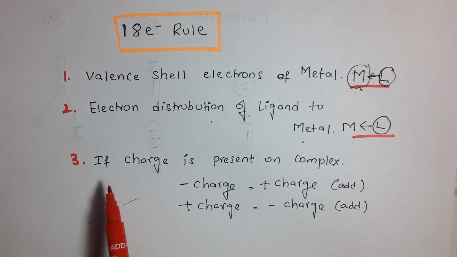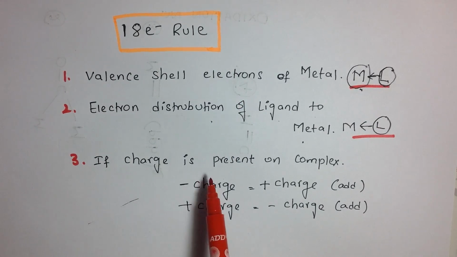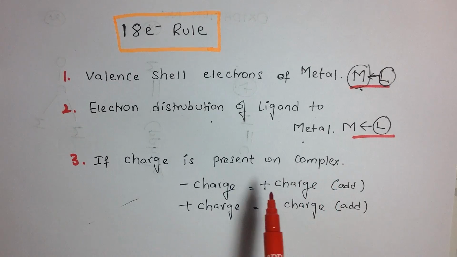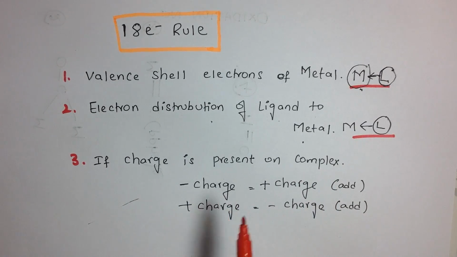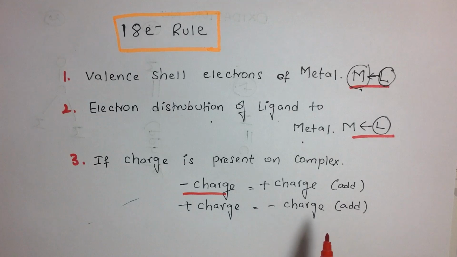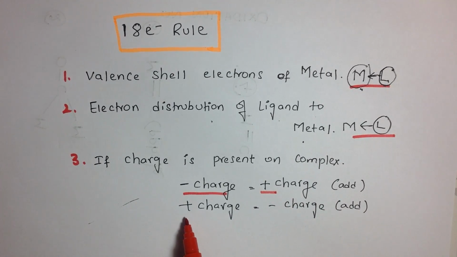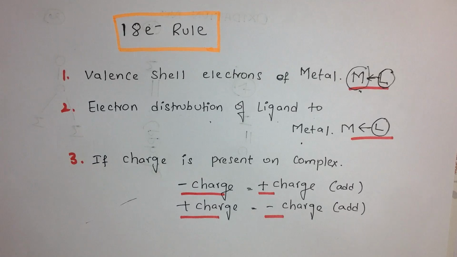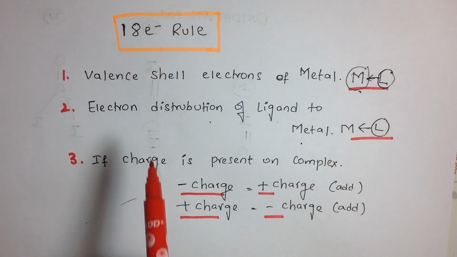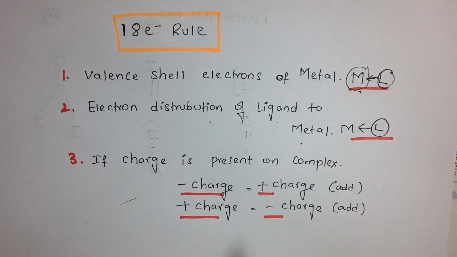Coming to the third one, if a charge is present on the complex: if a minus charge is present, we calculate and add it as a plus. If a plus charge is present on the complex, we take it as a minus. So these are the three major criteria to follow the 18 electron rule.